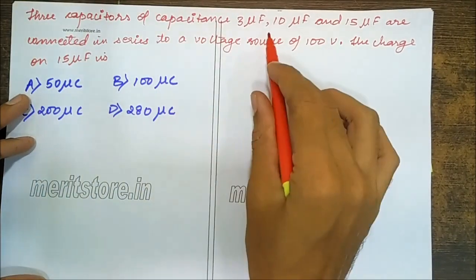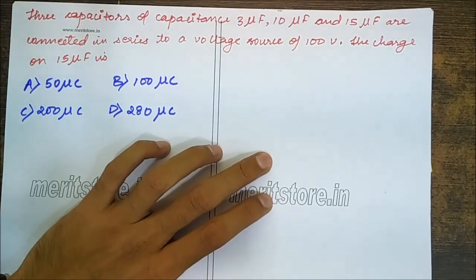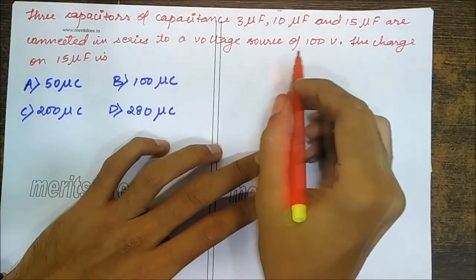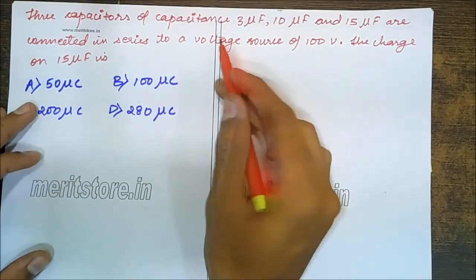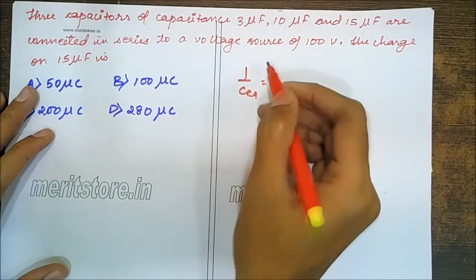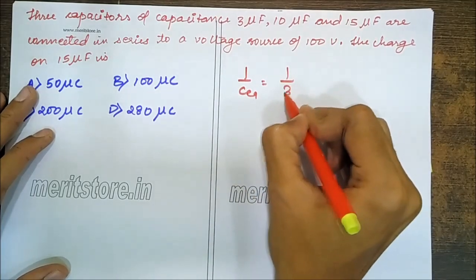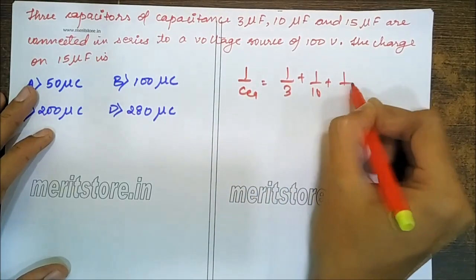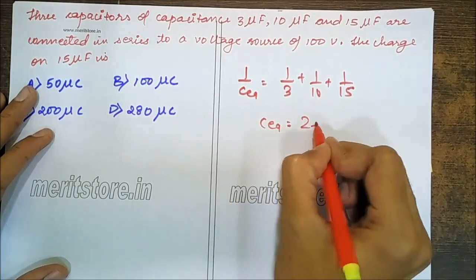Three capacitors each of capacitance 3 microfarad, 10 microfarads and 15 microfarads are connected in series to a voltage source of 100 volts. What is the charge on the 15 microfarad capacitance? So the total capacitance we can have is C equivalent, which equals 1 upon all these 3, as they are connected in series. So their total will be 1 upon 3 plus 1 upon 10 plus 1 upon 15. That gives you a value of total C equivalent to be around 2 microfarads.